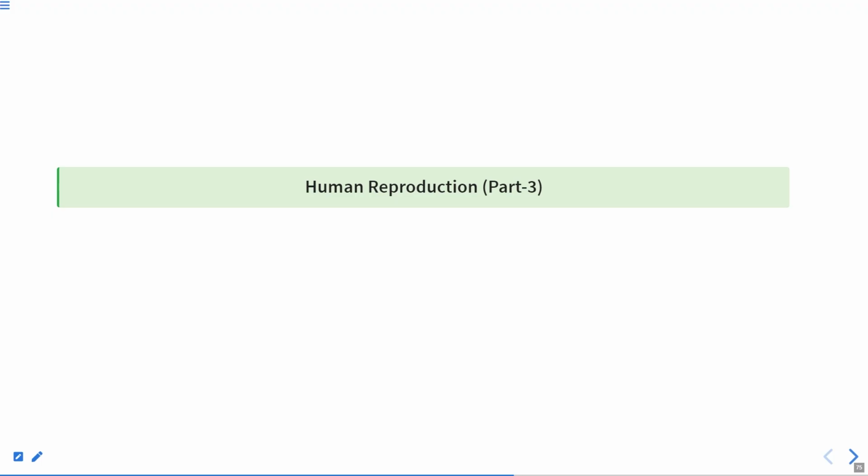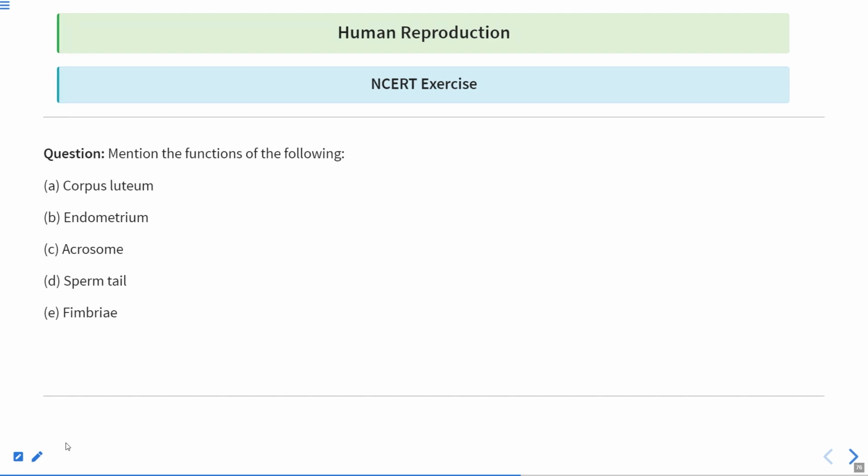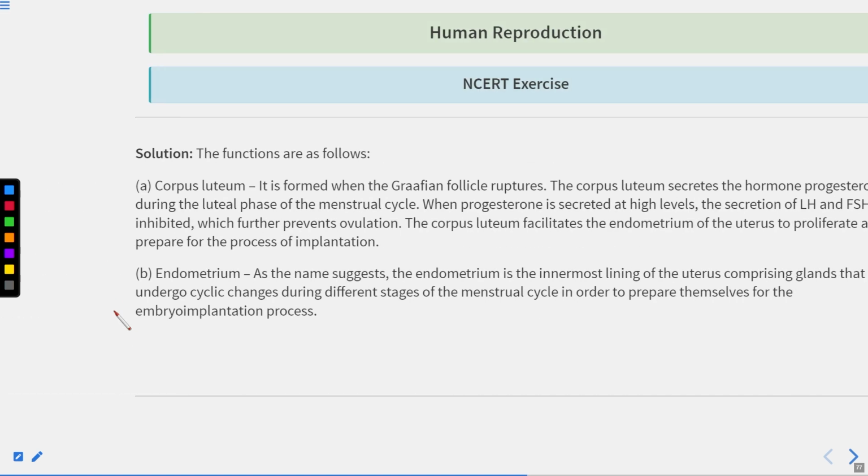Today we'll be discussing the NCERT exercise for the topic human reproduction. So this lecture is the continuation of the previous lecture. Alright, so let's start with the first question. The first question is, mention the functions of the following: corpus luteum, endometrium, acrosome, sperm tail and fimbriae.